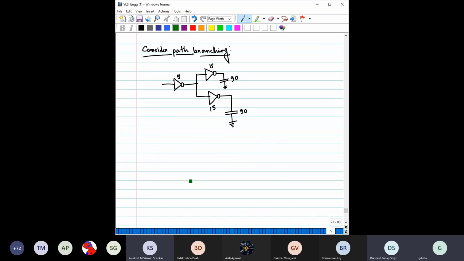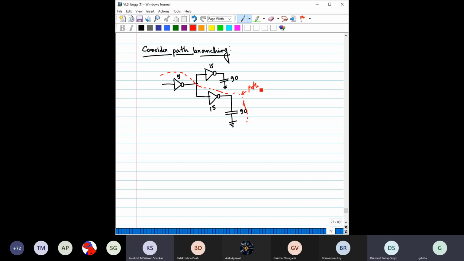That is the path branching. Now you can see we have an inverter here, size is 5. It is driving two inverters which are in parallel, size of 15, and each is driving a load of 90. But we have to consider a path. When we are considering a delay, we should always mention the path. So this is the path.